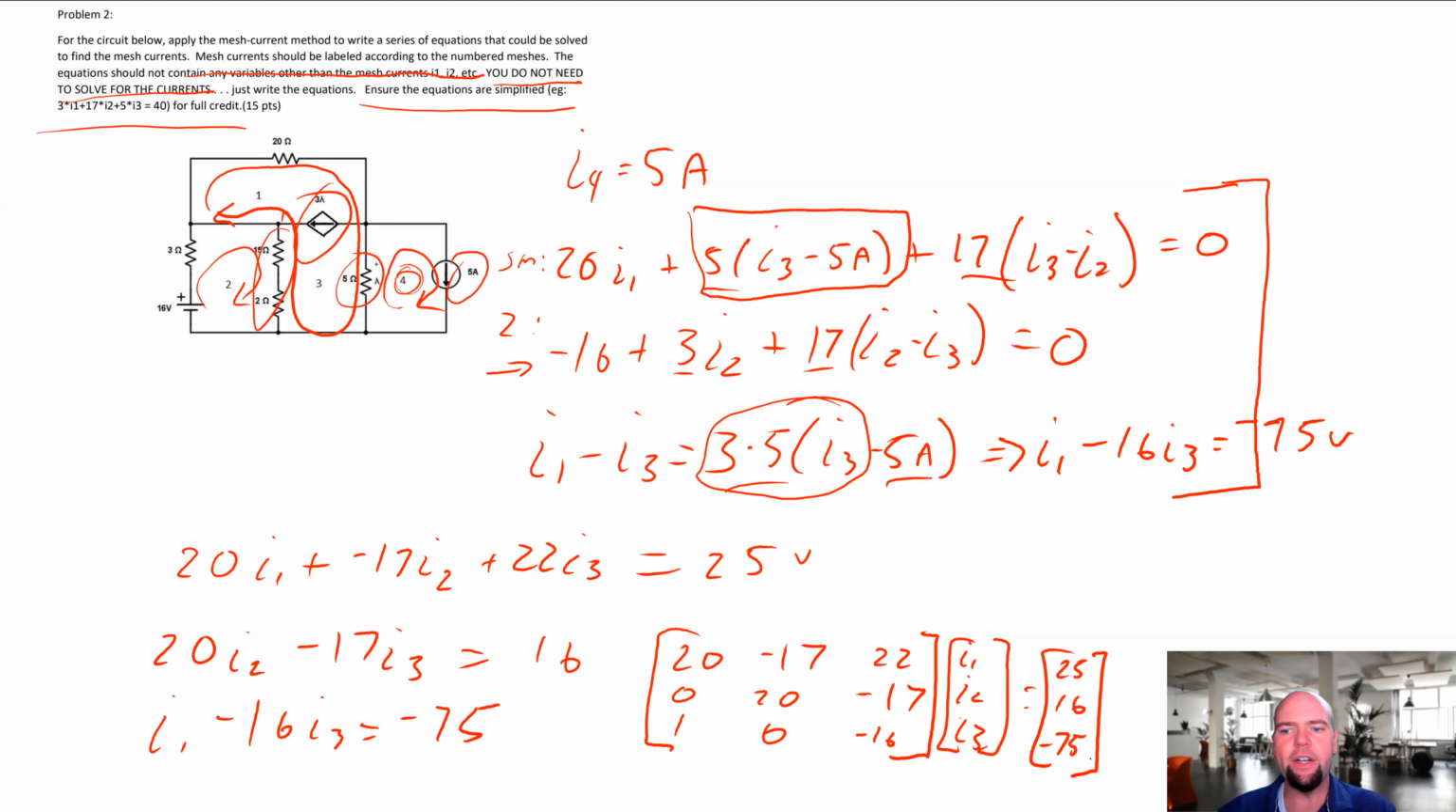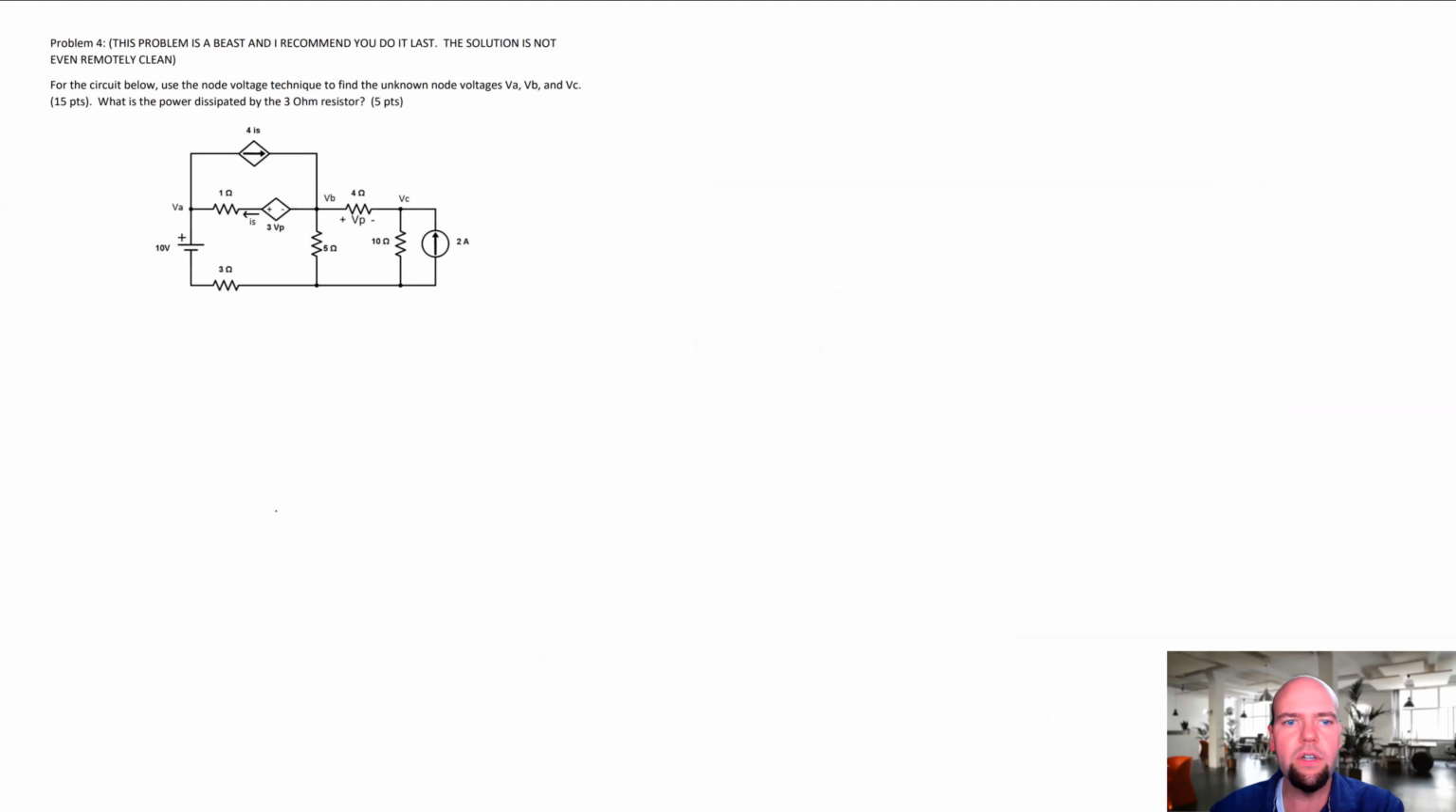If you are using a calculator, whatever method, inverting a matrix, augmented matrix, whatever, be sure you know how to use your calculator. Be sure you have batteries for your calculator, etc. Be prepared for that. And again, it should be what you've been doing on the homework all along.